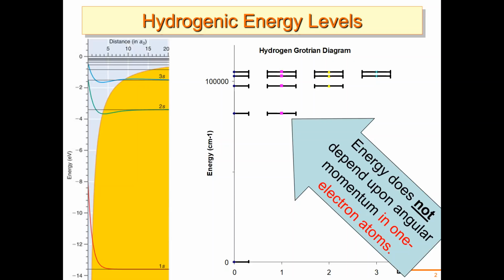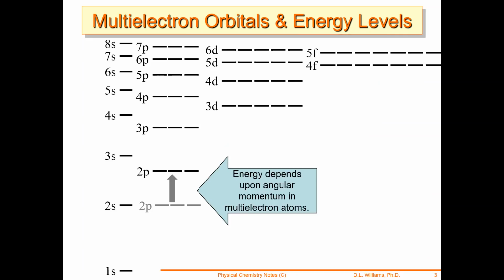But that's only the case in the hydrogenic energy equation. When you go to multi-electron orbitals and energy levels, then you have a term that increases the energy when you go from an s to a p. And that makes sense logically if you think about it. You've got an increase in nodes, you should have an increase in energy, right?